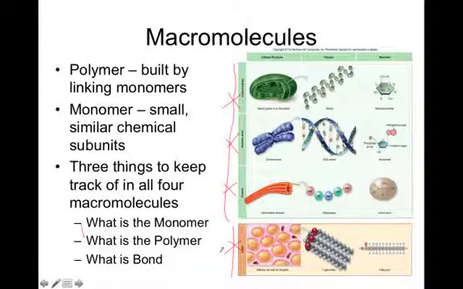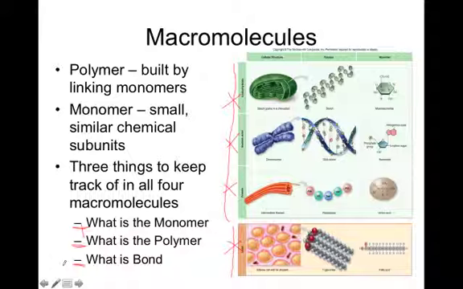There are 3 things that you want to keep track of when we look at these 4 different classes of macromolecules. First of all, what is the monomer of that? Next, what is the polymer of that macromolecule? And then what's the name of the bond called? So as we go through each of these classes of macromolecules, I will highlight each of these features. Make sure that you note what the monomer is, the polymer, and what the name of the bond is.